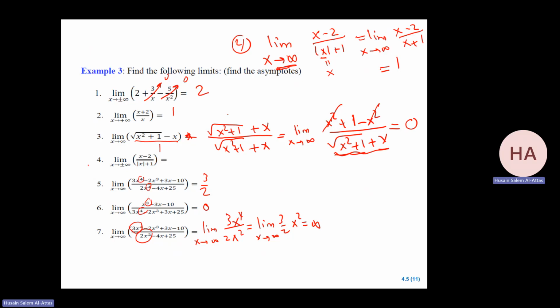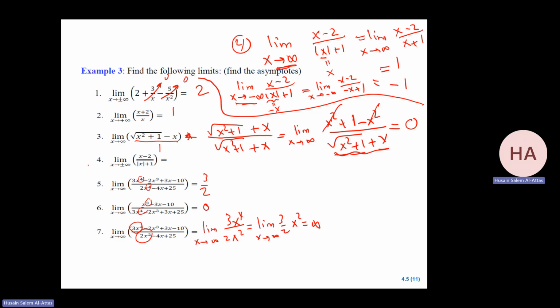Okay, now, what will be the limit as x goes to minus infinity for the same function? Be careful here. Now, as x goes to minus infinity, x is negative, so this one will be minus x. So this limit will be x minus 2 over minus x plus 1. So you have the same degree, and the answer is what? Minus 1.